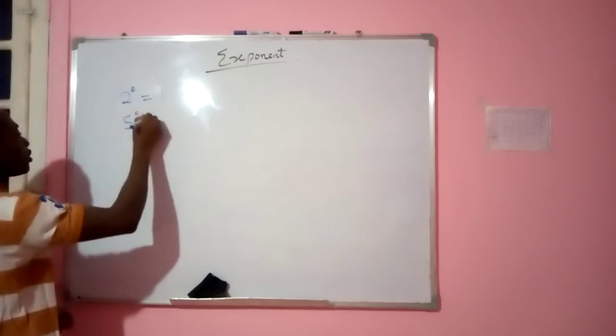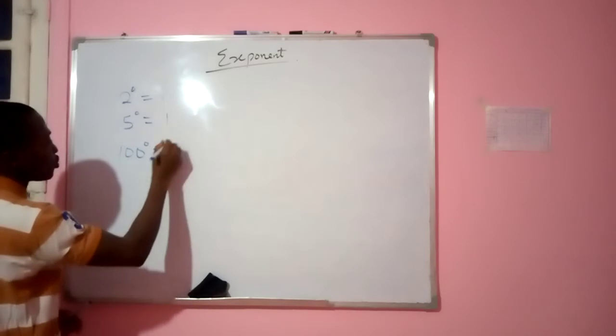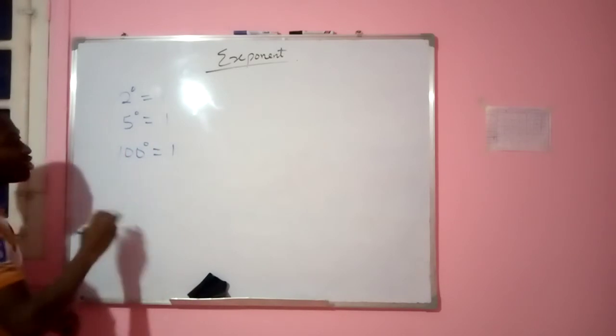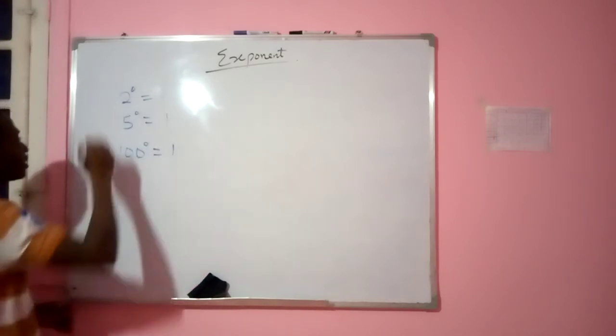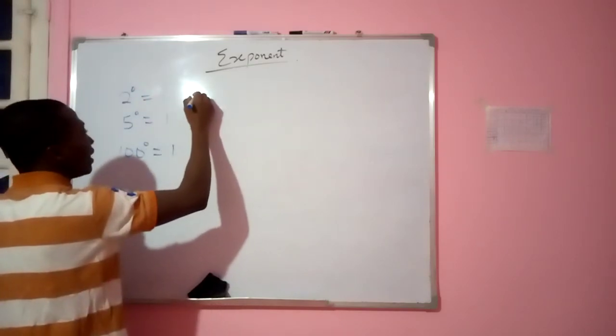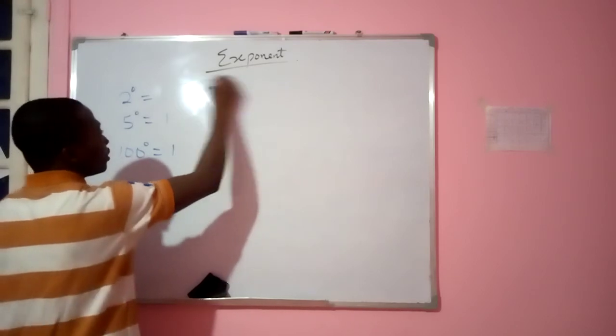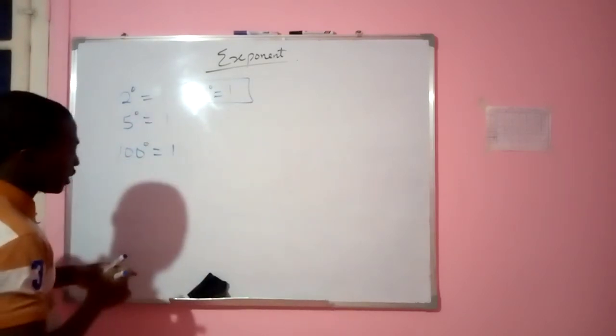5 raised to the power of 0 equals 1. 100 raised to the power of 0 equals 1. Any number raised to the power of 0 is equal to 1. That's it. This is the first. Any number n raised to the power of 0 equals 1. This is a rule in the exponent.